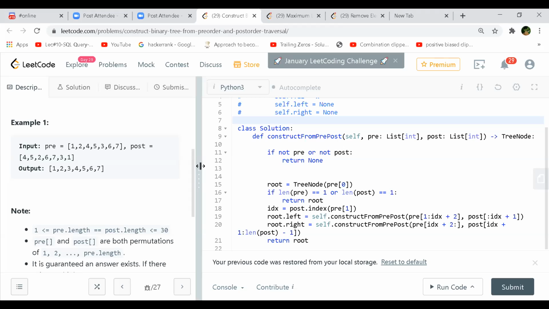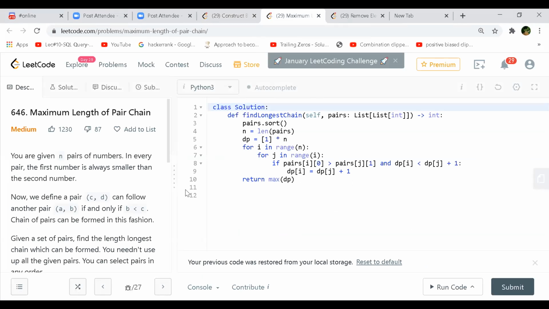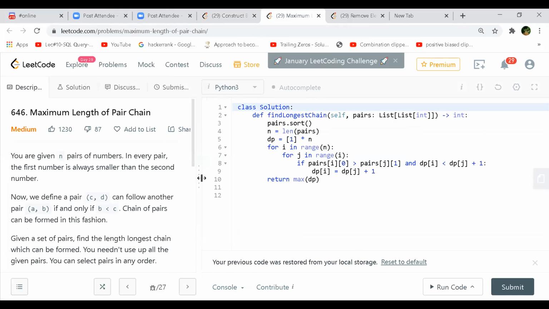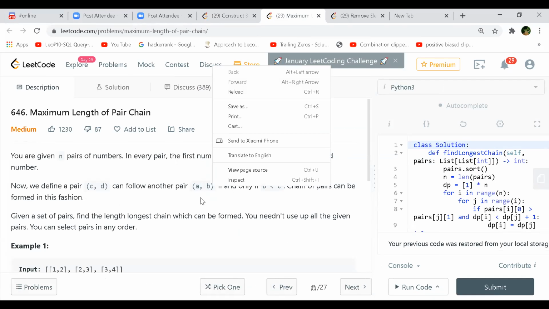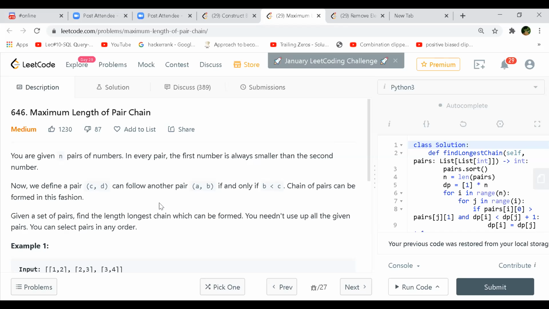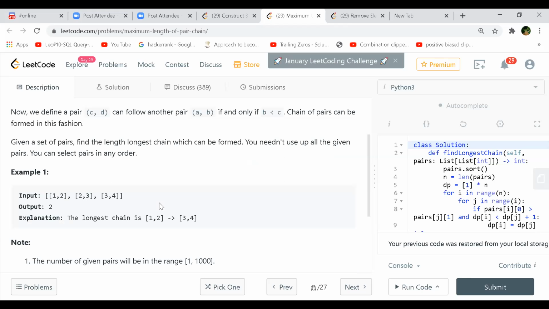So if we don't have any questions, then we can switch to the next one. So this is maximum length pair of chain. We are given n pairs of numbers, and in every pair, the first number is always smaller than the second. Now if we define a pair CD, it will follow pair AB only if B is less than C, right? Okay, yeah. So a chain of pairs can be formed in this fashion. We have to find the longest such chain.